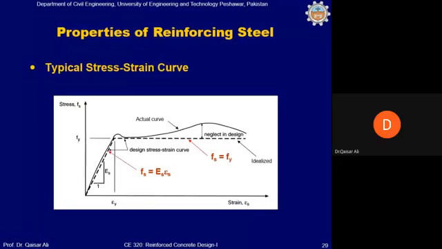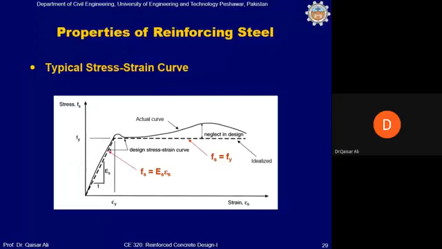This is a typical stress strain curve for steel. I will not go into the detail of this stress strain curve because I hope you have studied this several times in your different subjects. The solid line basically shows the actual stress strain curve of steel, which you can plot from a pull test on a steel bar. You can draw and plot this curve.